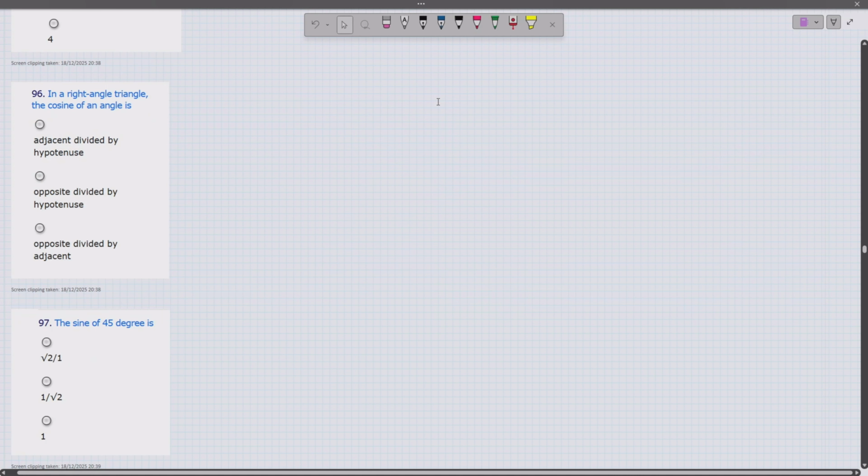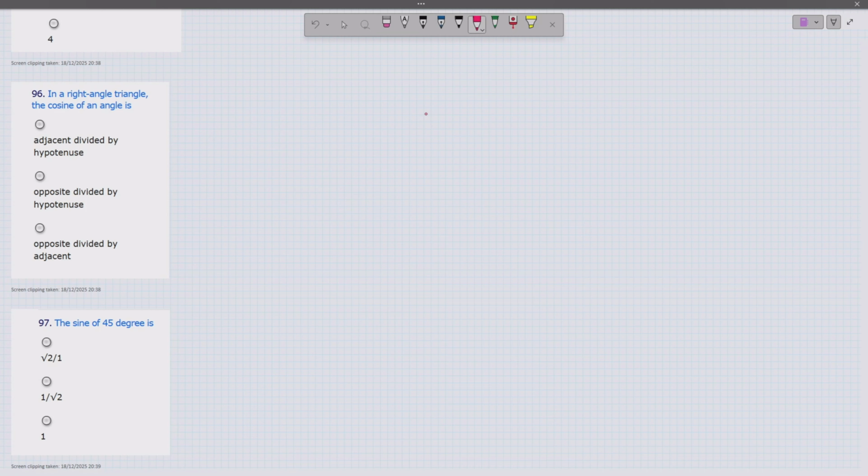In a right angle triangle, the cosine of an angle is, using the SOHCAHTOA tool, we have SOHCAHTOA. So that's the cosine. That's the cos of an angle equals adjacent over the hypotenuse. So adjacent divided by the hypotenuse.